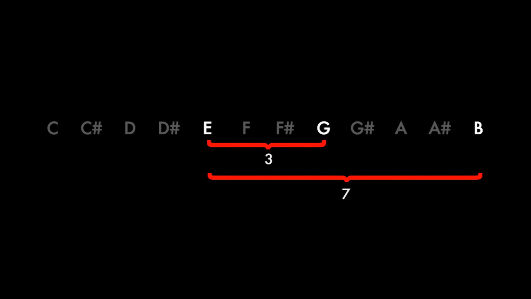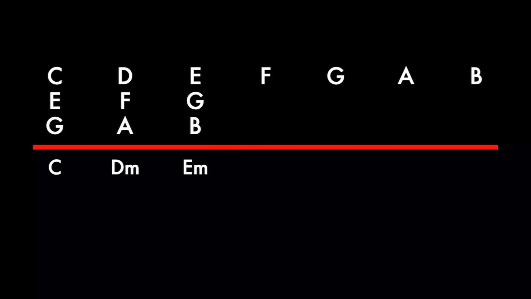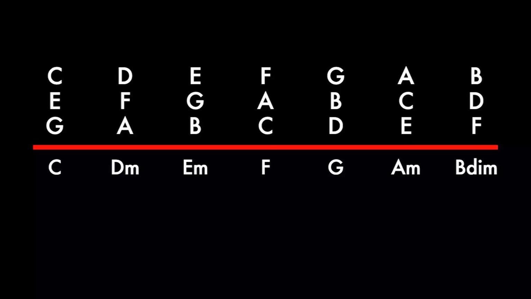7 half steps between the first and the last note, and 3 half steps from the first to the middle one. That means that this is also a minor chord, E minor. If we repeat this exercise for each note until we get back to C, we'll get this sequence of chords. C, D minor, E minor, F, G, A minor, B diminished. B diminished, you wonder. What's that all about?